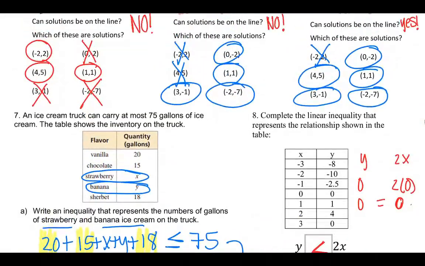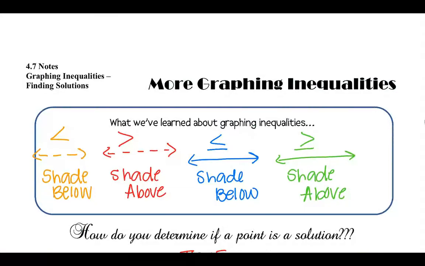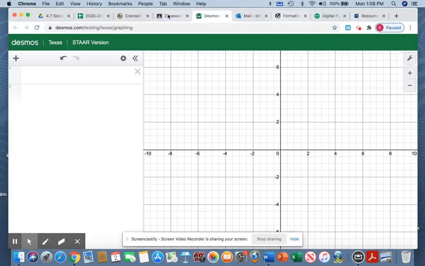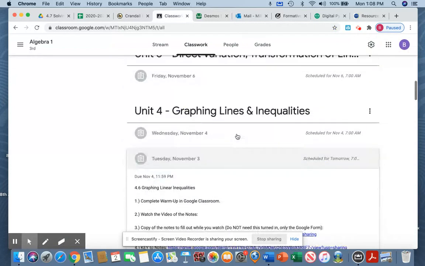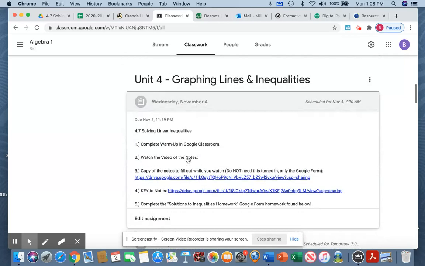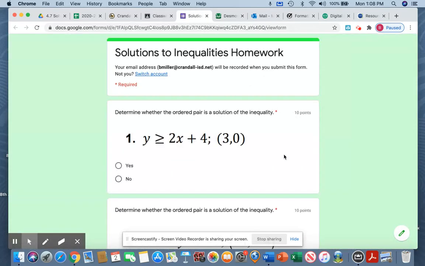So that's all you're doing today is determining solutions. You do have homework in Google Classroom. If you go to Google Classroom, go down to graphing lines and inequalities. Today's Wednesday, November 4th. So when I go down here, you have a Google form to complete. Again, I think it's like 10 questions.